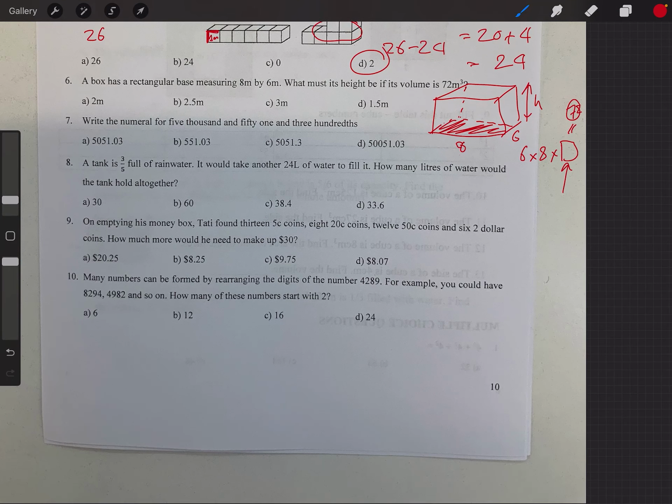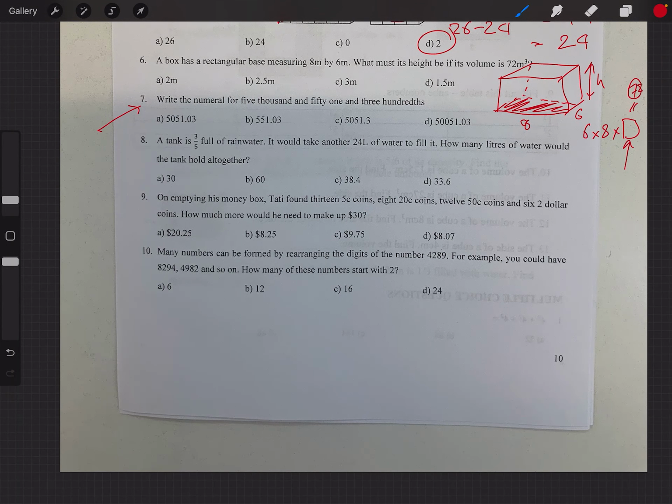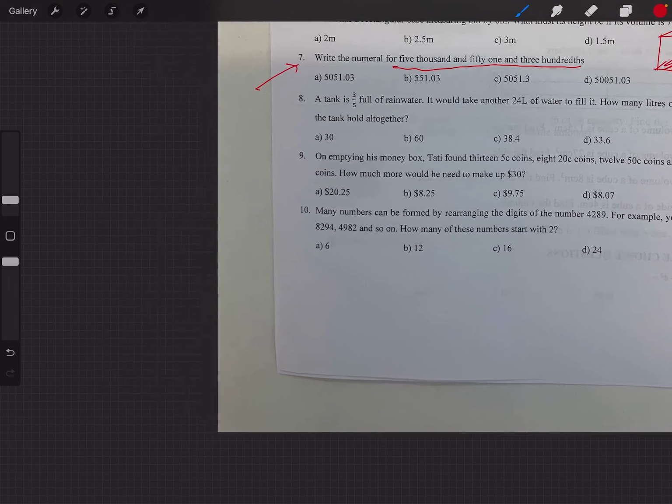Question 7. Write the numeral for 5,051 and 300. You could do it yourself. So they want you to change from words into a number. Next one is a tank is 3/5 full of rainwater. It will take another 24 liters to fill it. So at the moment it's 3/5 full.